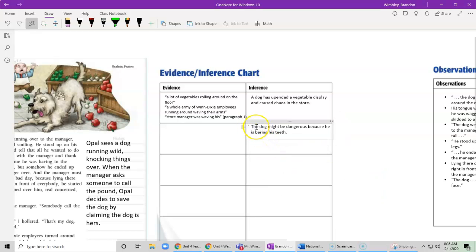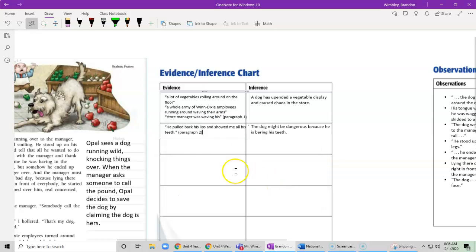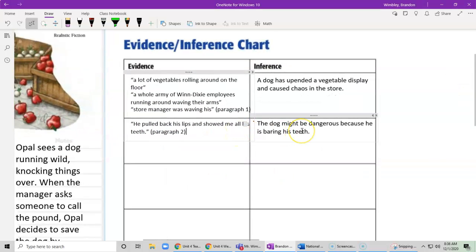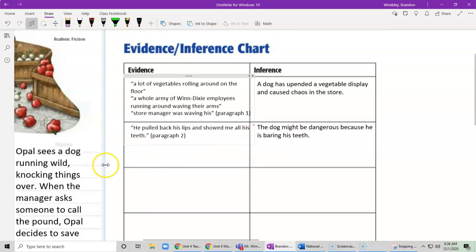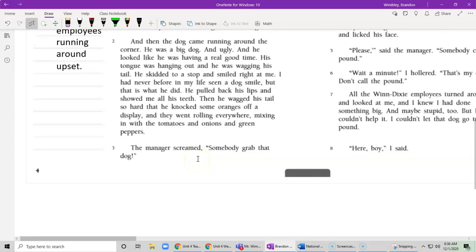The dog might be dangerous because he's showing off those teeth of his. Now, what evidence do I have? Because someone might come up and say, well, the dog's not dangerous, he's just playing around. And I would say, well, in paragraph 2, it said this. It said he pulled back his lips and showed me all of his teeth. So that's my evidence to show why maybe the manager and the store employees might have thought this dog was dangerous. Now, let's head to paragraph 3.